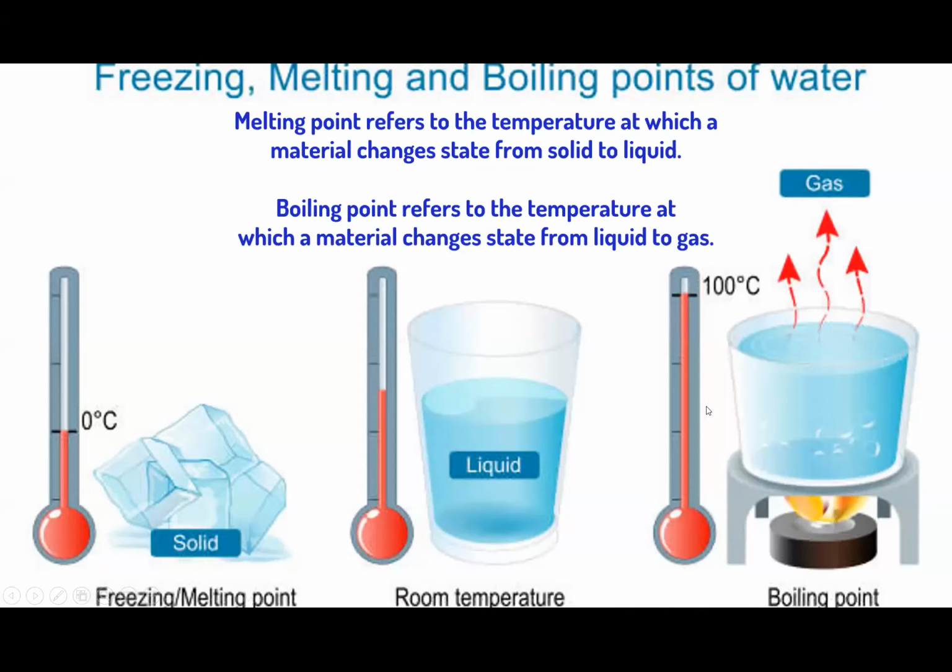Next. Now we come to the last point. We have freezing, melting, and boiling point. Let us use water as an example for this property. Melting point refers to the temperature at which the material changes state from solid to liquid. Boiling point, on the other hand, refers to the temperature at which a material changes state from liquid to gas.